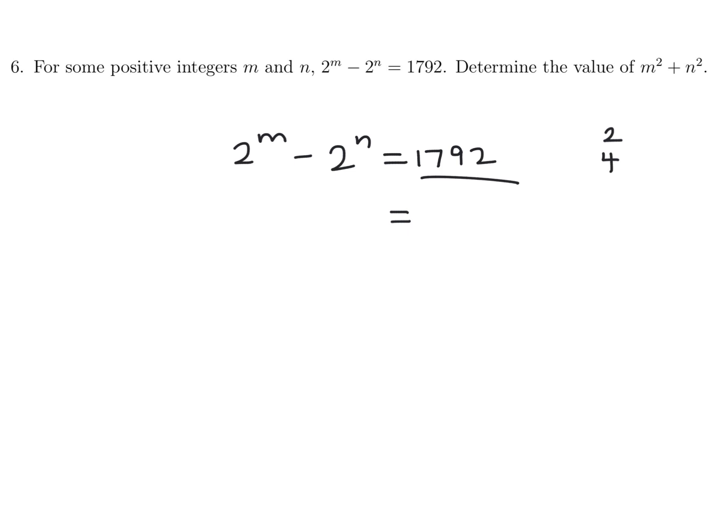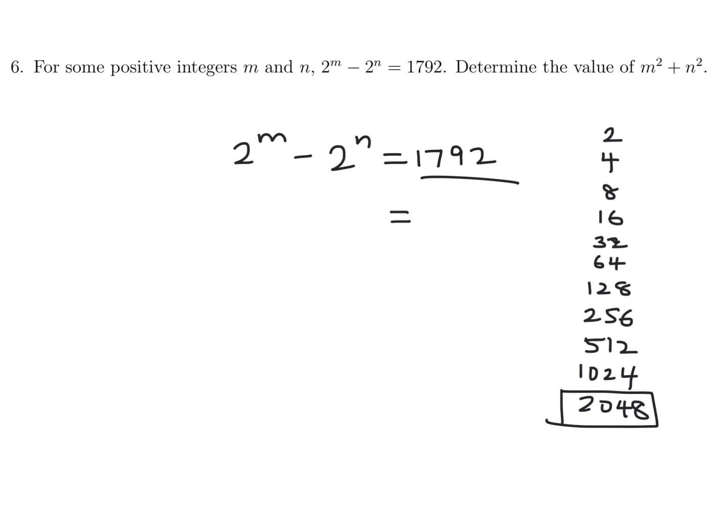2, 4, 8, 16, 32, 64, 128, 256, 512, 1024, 2048. Okay, I think I've gone as high as I need to. I'm going to have to choose at least something greater than this one. And what do I need to subtract to get 1792? I think 256 would do it. Yeah, I think 2048 minus 256 is 1792.